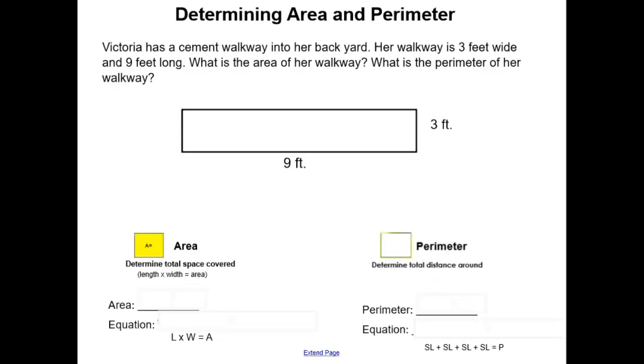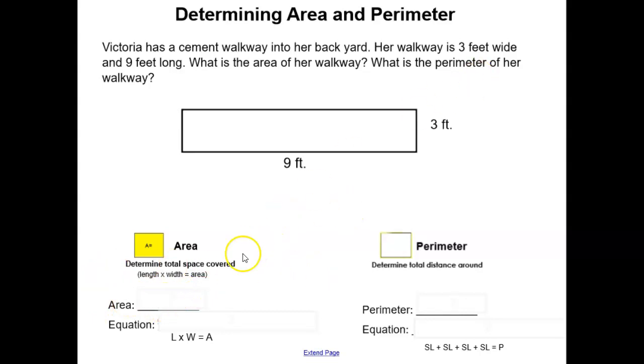I'm going to have you pause on this page and read the problem with me, and then determine both the area and the perimeter of the rectangular object in this word problem. Victoria has a cement walkway in her backyard. Her walkway is 3 feet wide and 9 feet long. What is the area of her walkway? And what is the perimeter of Victoria's walkway? Pause the video and determine the area and perimeter of her walkway. We'll check together as soon as you're done.